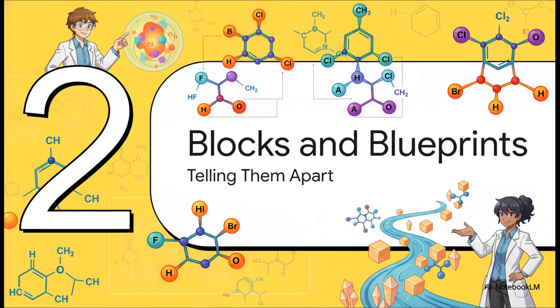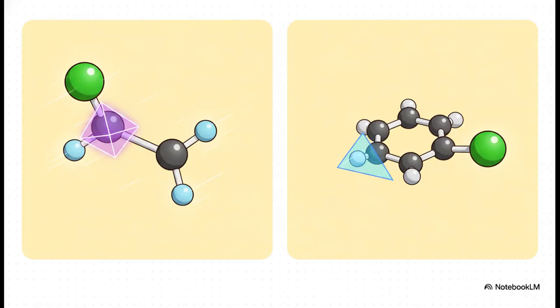All right, so we have this huge new family of molecules. How do chemists even begin to organize them? Well, it's all about looking at the blueprint, specifically where that halogen atom ends up. And this is where it gets really interesting. It all comes down to the type of carbon the halogen is attached to.